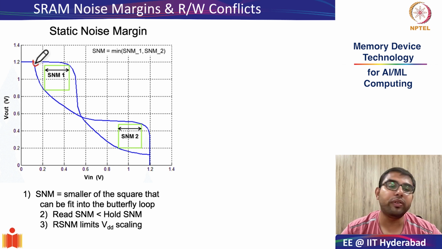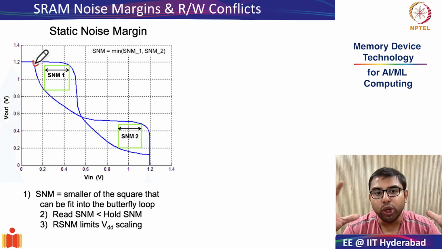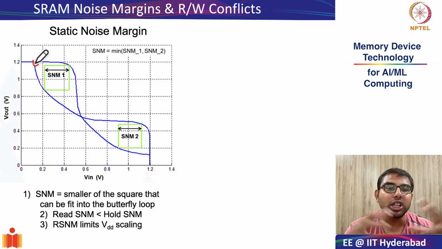Okay. Also, we saw that this read static noise margin is what limits the scaling of the supply voltage. As you can understand, when you start reducing the supply voltage, the size of the hysteresis loops will also shrink. So will the read static noise margin, and that will create a lot of reliability issues.